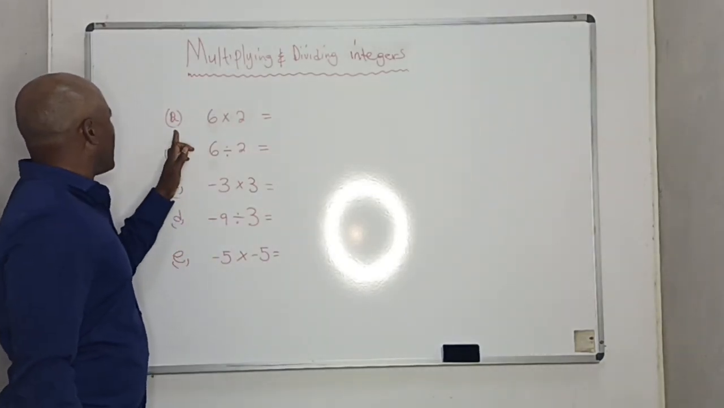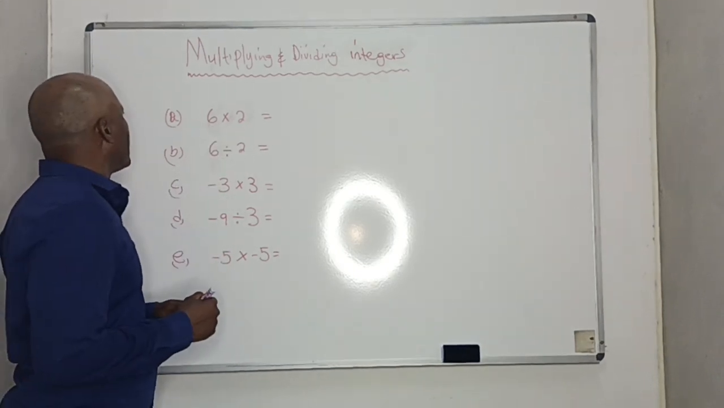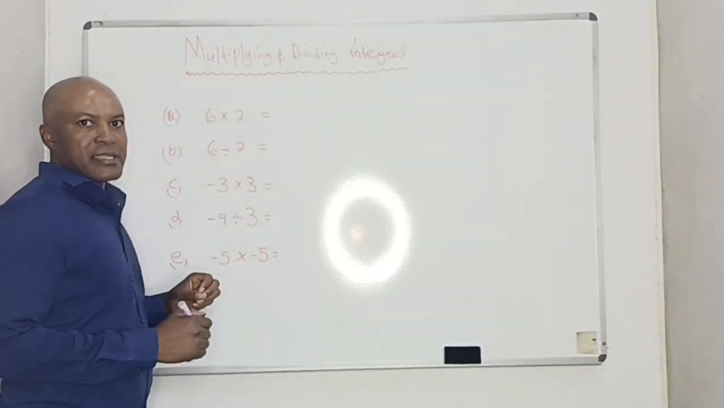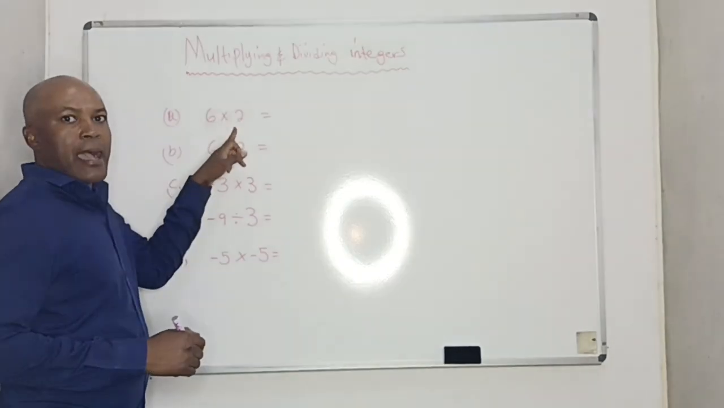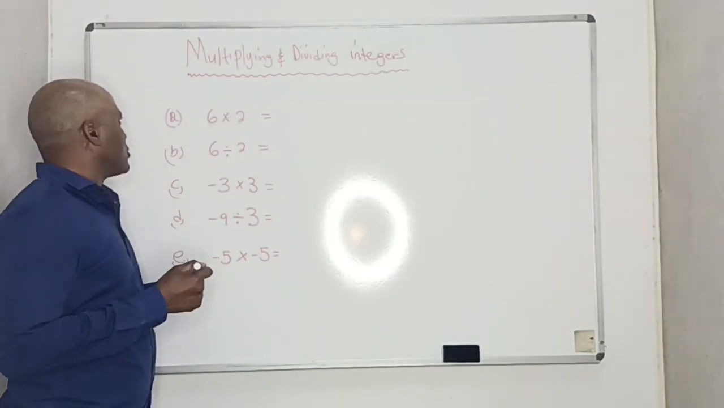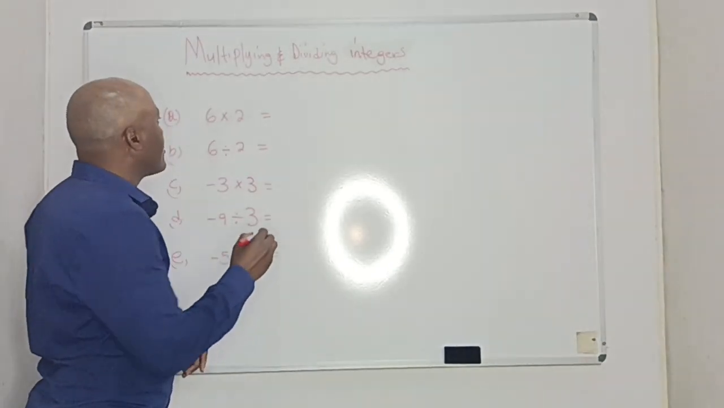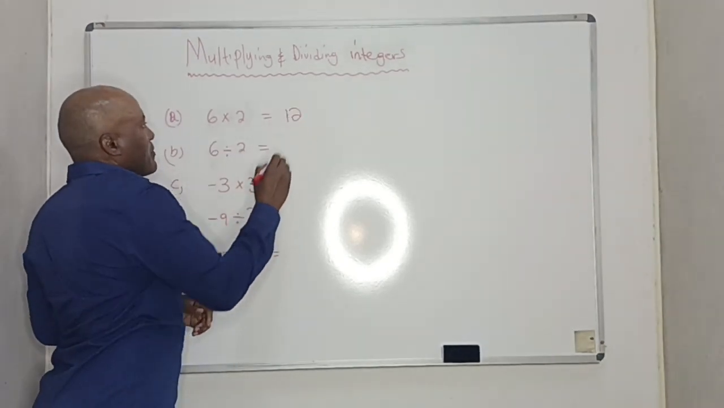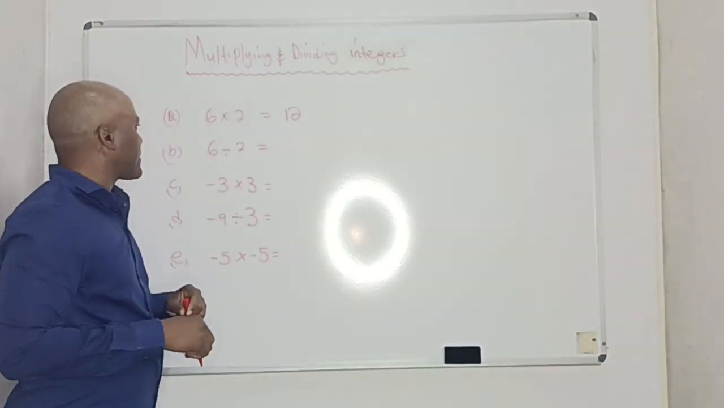Right. Number A says 6 multiplied by 2. So here, if you multiply them and the signs are positive, all of them are positive, then you should be happy because your product will be positive. 6 times 2 is 12 because both signs are positive.